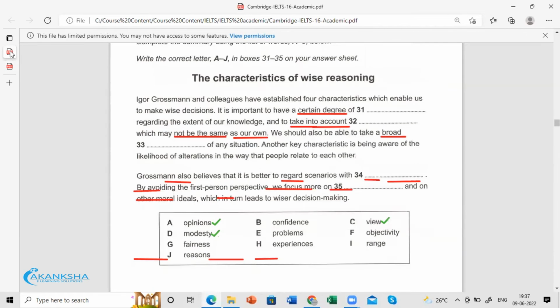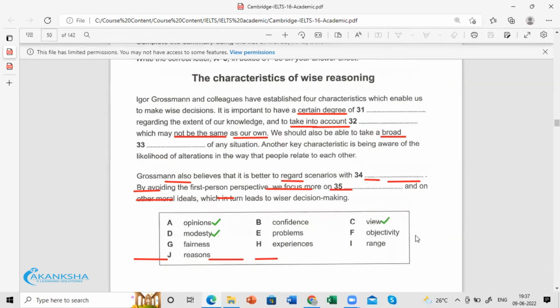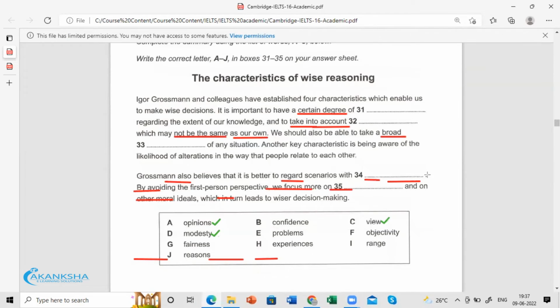Is to consider, better with believes that it's better to regard scenarios by avoiding first person perspective. Okay, so that's a full stop there. We need to observe that. A full stop means it's a completion of the idea, in fact.